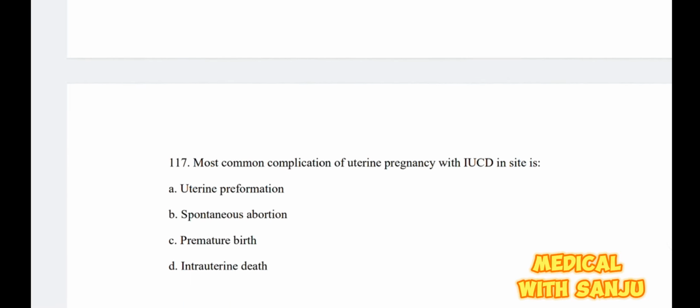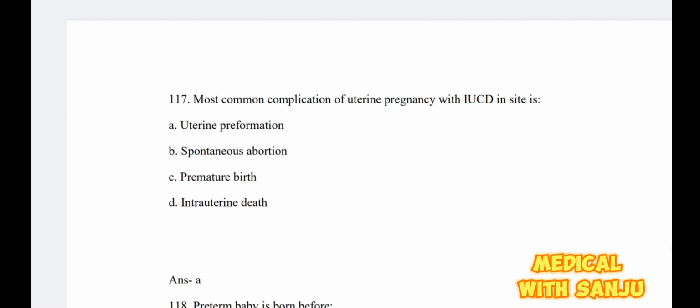Question number 117. The most common complication of uterine pregnancy with IUCD in situ is option A, uterine perforation, option B, spontaneous abortion, option C, premature birth, and option D, intrauterine death. The right answer is option A.